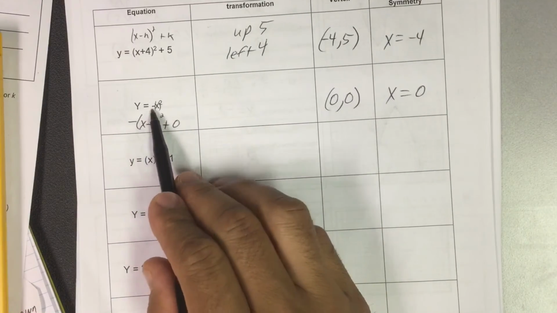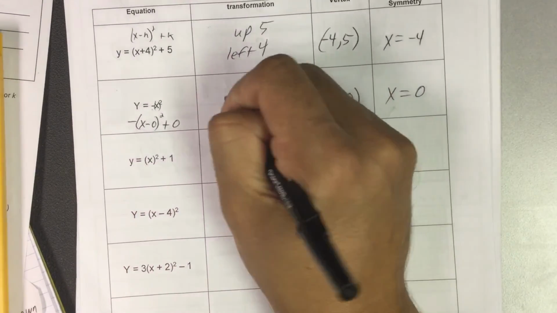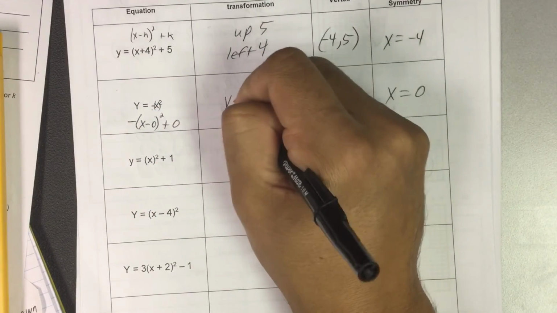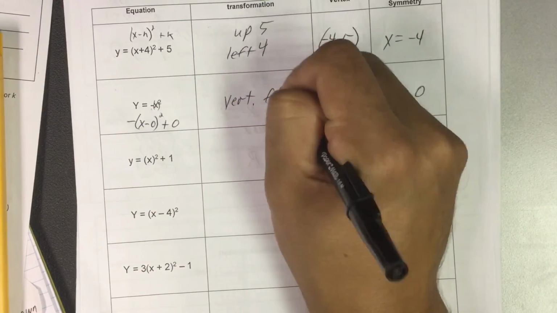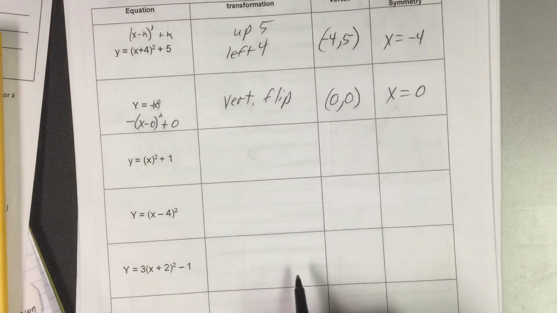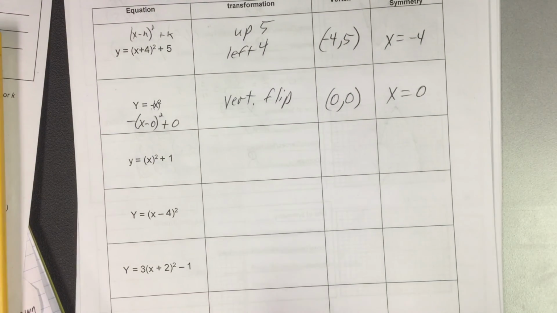All it did was what? What does a negative do? It's a vertical flip. That's outside the parentheses. Okay, so that's what you're doing on the back. Make sure we get those done.